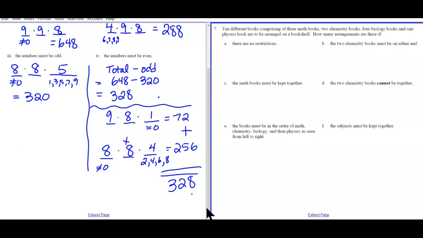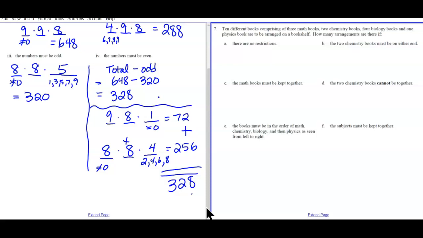Okay, 10 different books comprising 3 math books. So beware, there are 10 different books. The math books are different, but they're still math, right? 3 chem books, 4 bio, and 1 physics. But they are different. We'll get to questions where maybe they're all the same textbook, right? But these are different. They just got the subject, math or chemistry, etc.